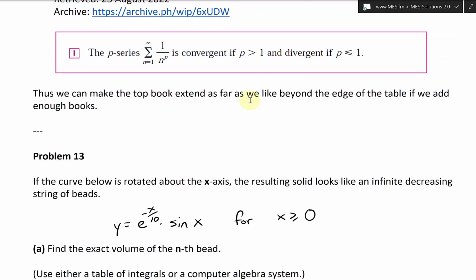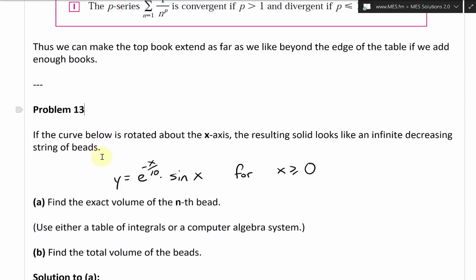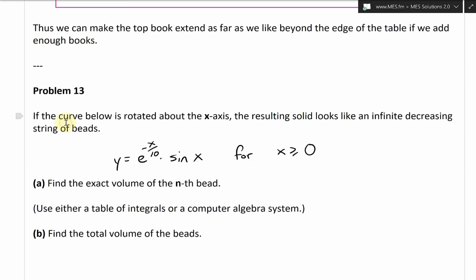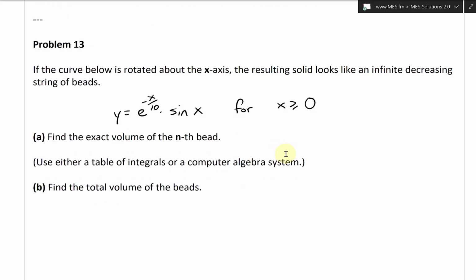Alright, so let's continue further. Now look at problem 13. This one states: if the curve below is rotated about the x-axis, the resulting solid looks like an infinite decreasing string of beads, where the curve is y equals e to the negative x divided by 10 times sine of x, for x greater than or equal to 0.